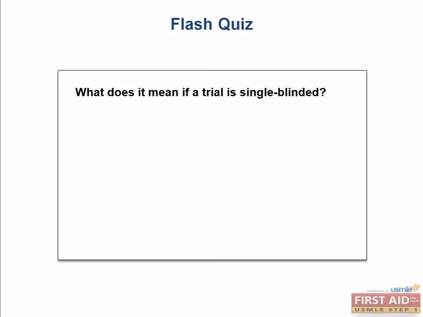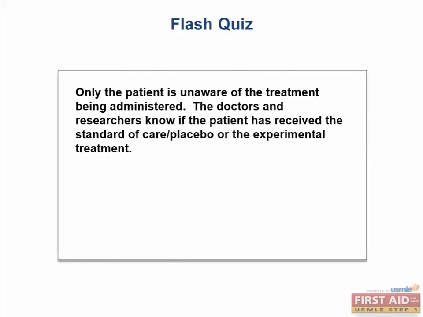Let's do a flash quiz. What does it mean if a trial is single-blinded? Only the patient is unaware of the treatment being administered. The doctors and researchers know if the patient has received the standard of care, placebo, or the experimental treatment.